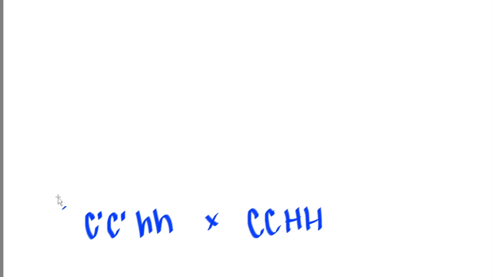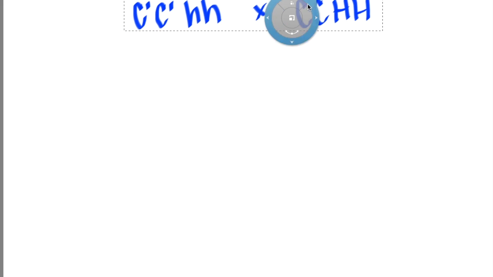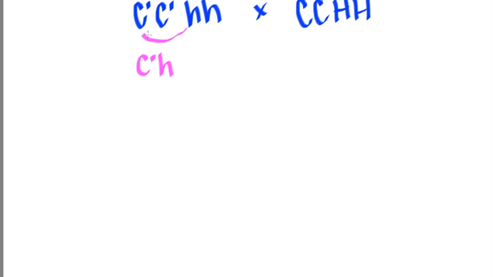And I'm going to delete this and then move this up. All right, so from here, let's take a look. We need to break this up into gametes. So remember with this one, and I'm going to change to another color here, we're going to do C prime, little h, C prime, little h. Do you notice how all of these are going to be the same?